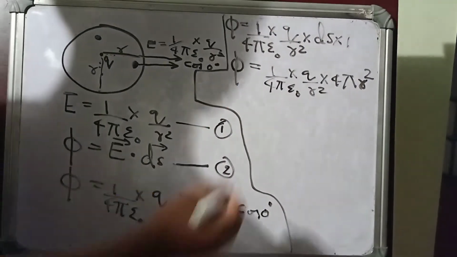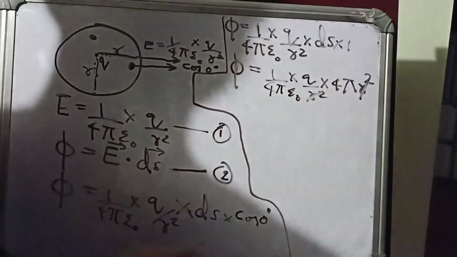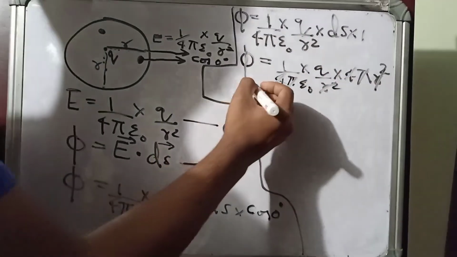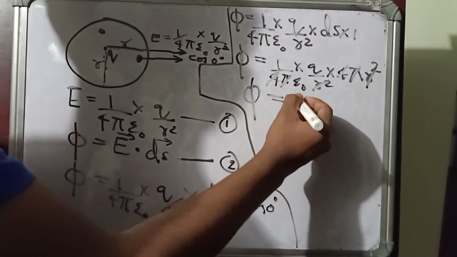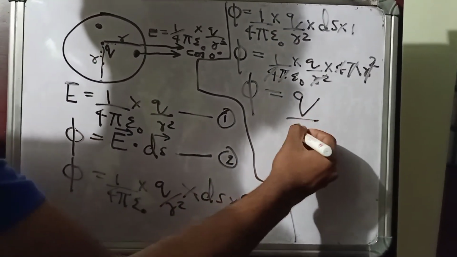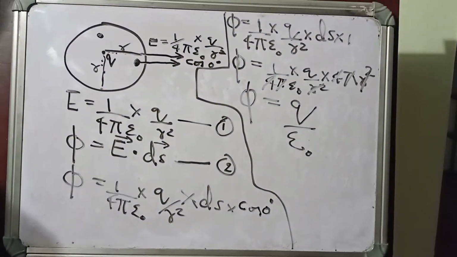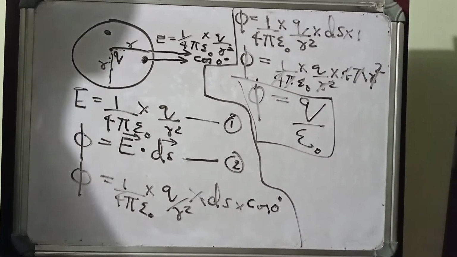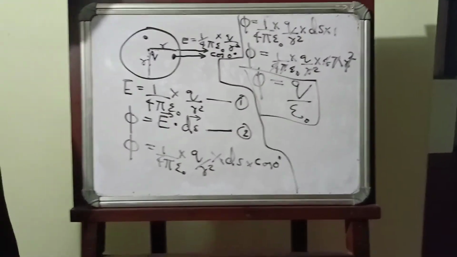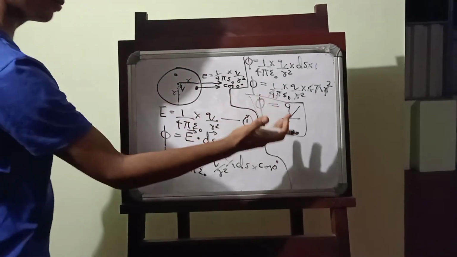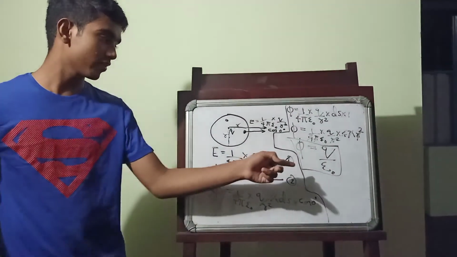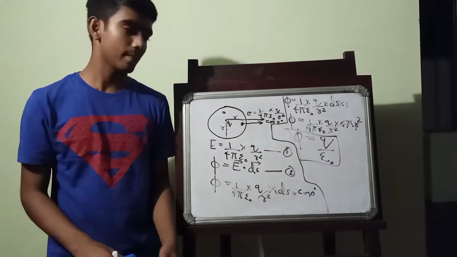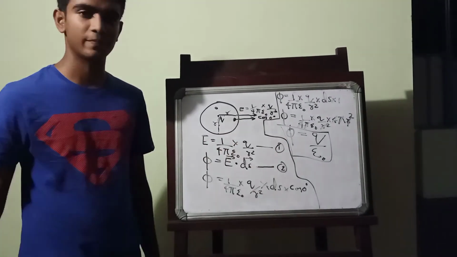Gotcha? The r square cancels off, 4 and 4 cancel off, pi and pi cancel off. You are left with phi equals q by epsilon naught. This is the electric flux equation given by Gauss. Isn't it amazing? Phi equals q by epsilon naught, where epsilon naught is the permittivity in free space, and that's the electric flux.